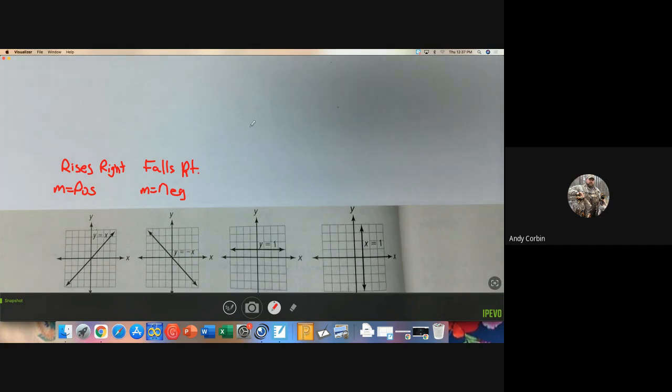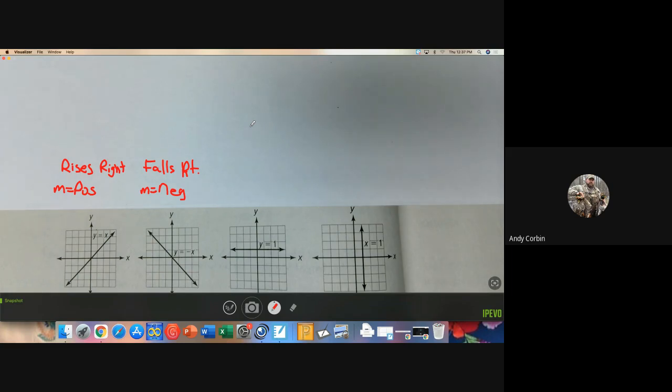Now, this is the way I always used to remember that. Don't laugh at me because it's kind of a stupid Coach Corbin way to remember things. You read left to right, don't you? If I read my name, I start with the left, read to the right. Math is the same way. You read things left to right.